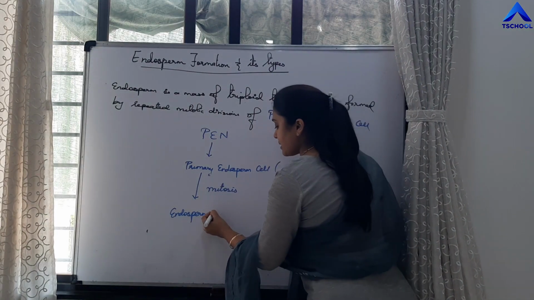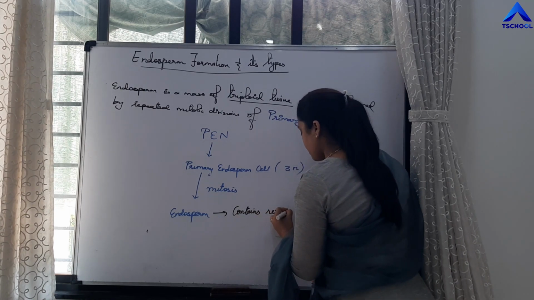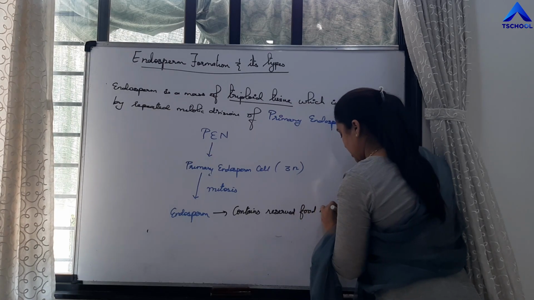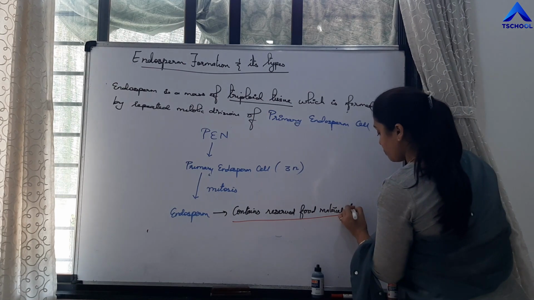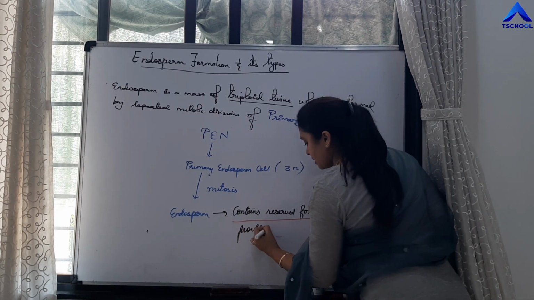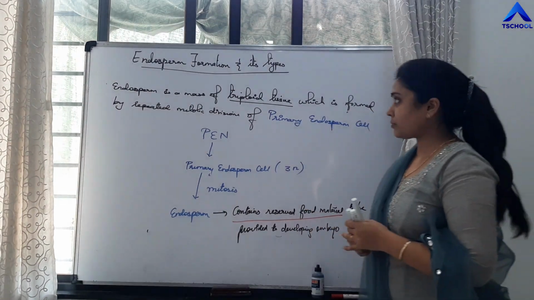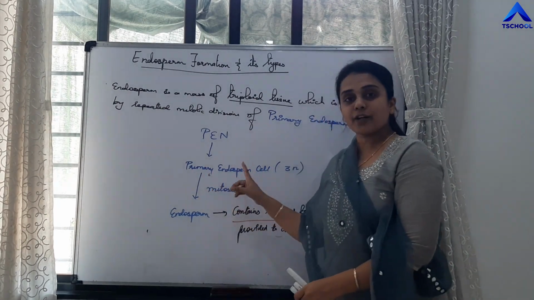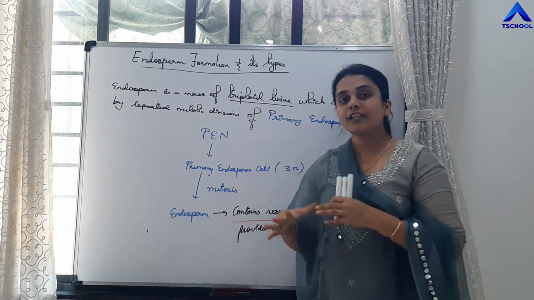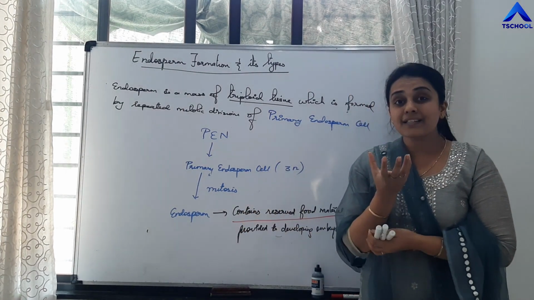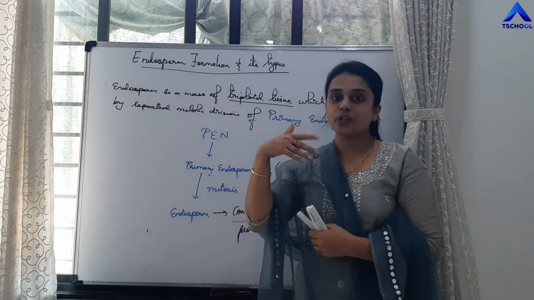This endosperm is a triploid tissue, and it contains reserved food material which is to be provided to the developing embryo. So there is formation of endosperm from the primary endosperm cell by mitotic division. The cell possesses reserved food material, which the developing embryo is going to consume for its growth.